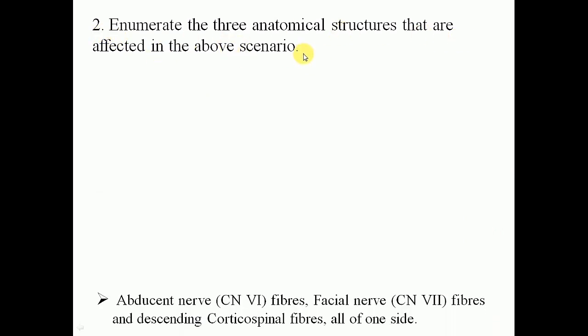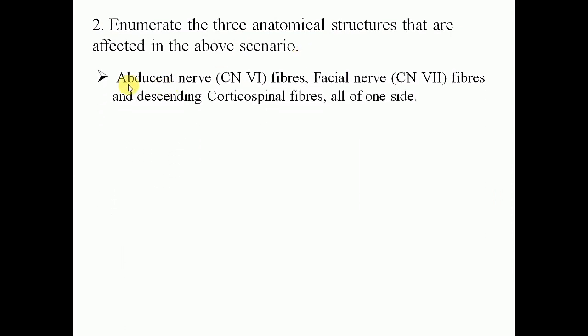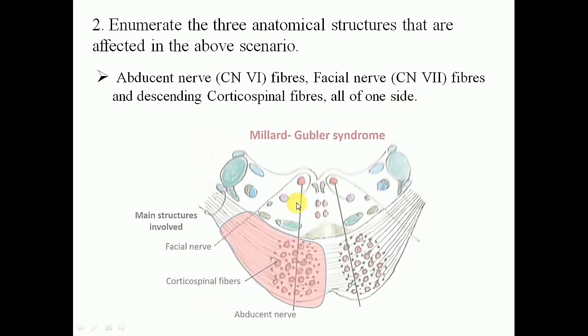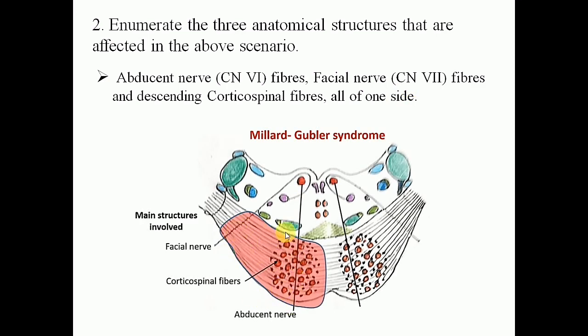So, enumerate the 3 anatomical structures that are affected in the above scenario. In this case, the abducent nerve fibers, that is cranial nerve number 6 fibers, facial nerve, that is cranial nerve number 7 fibers, and the descending corticospinal pyramidal tract fibers, all of the same side, are affected. So here we can see in Millard-Gubler syndrome, the lesion in the caudal basilar part of the pons. Here we can see involvement of the abducent nerve fiber, the facial nerve fiber, and the descending corticospinal fiber are affected.